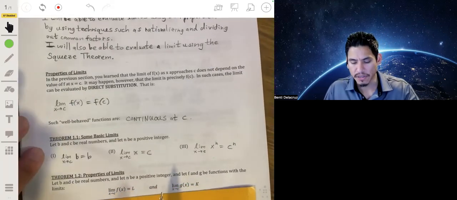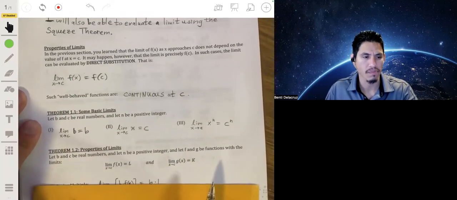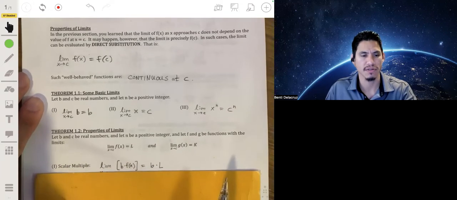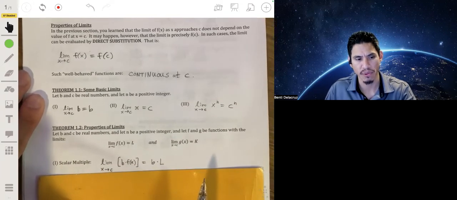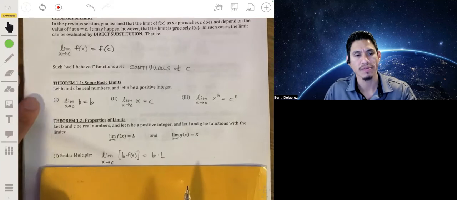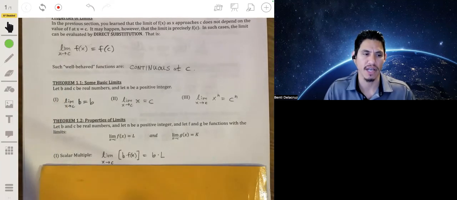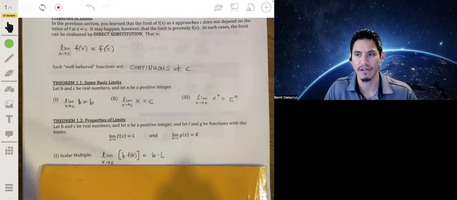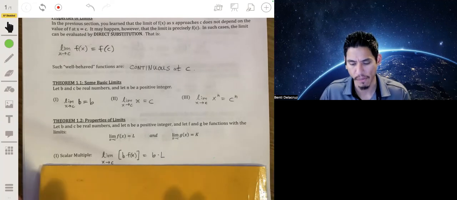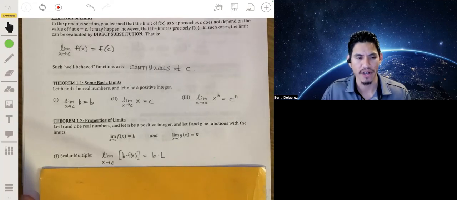Now let's look at some of the properties. Again, don't worry about being too rigorous with this stuff, but it is important that you do gain some general understanding that you just can't go about limits however way you want. You have to be careful about when you're evaluating them.